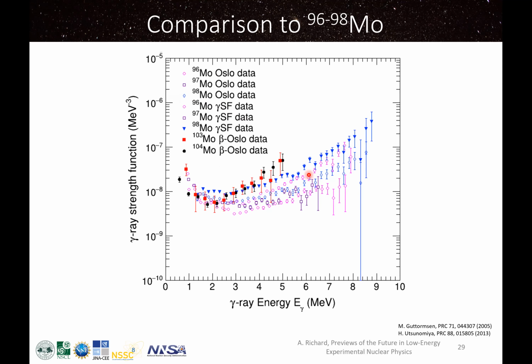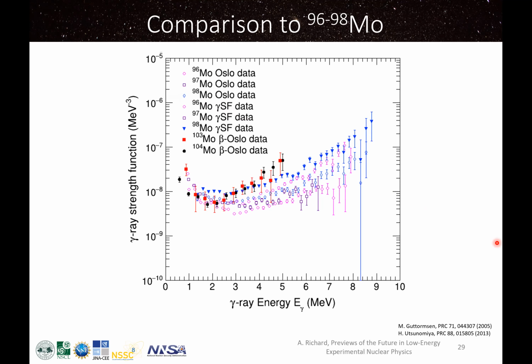And if I add my data onto this plot, you can see that it exactly follows the same type of trend. This is really exciting because it means we can actually compare radioactive nuclei that were measured with the Beta-Oslo method and see the systematics from stable beam type measurements. And so this is really exciting.